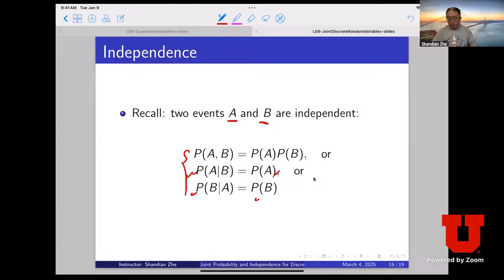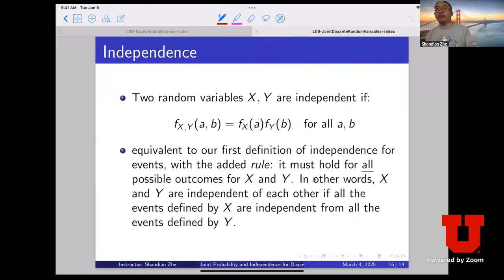That's for events, right? That's not for random variables. Remember, random variables are not events. Events are represented by sets, right? Sets of outcomes in the sample space. But here we're talking about random variables, X and Y. They're mappings from samples to real numbers, right? So how do we define the independence between random variables? Although the meaning of the definitions for random variables and random events are totally different, they have a very symmetric form to define the independence.